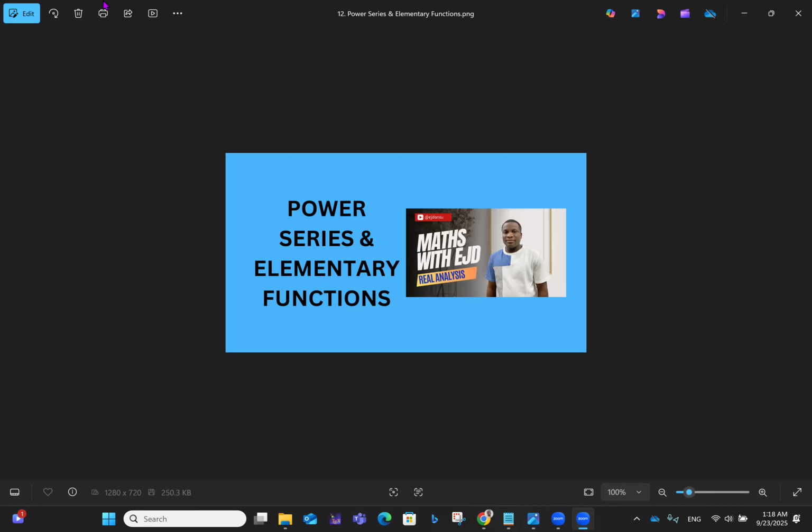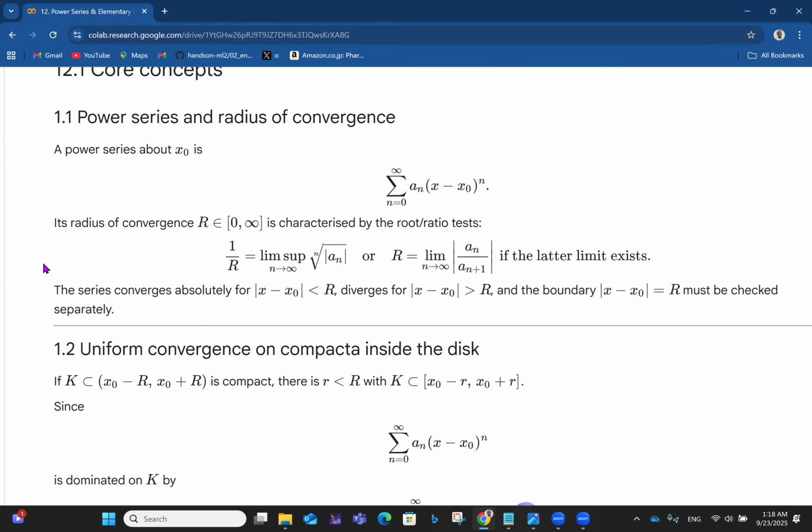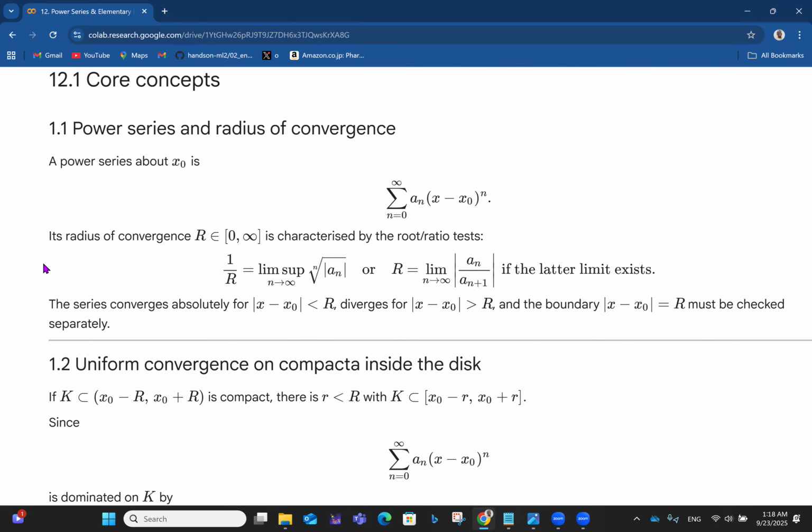We're still talking about real analysis, and this video is about power series and elementary functions. In the last video, we had looked at sequences and series of functions, comparing pointwise and uniform convergence, right? So, power series and elementary functions. Let's look at some of the core concepts here.